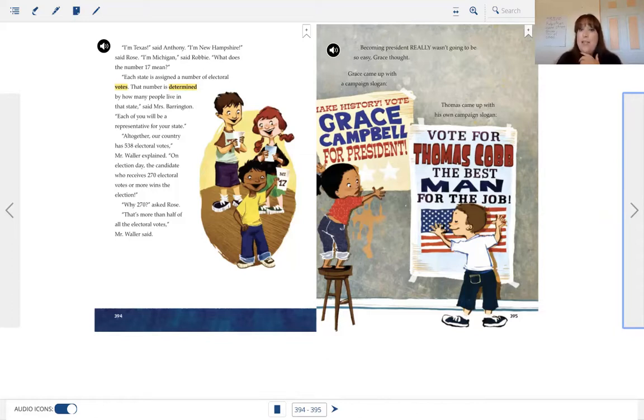Grace came up with a campaign slogan. Make history. Vote Grace Campbell for president. Thomas came up with his own campaign slogan. Vote for Thomas Cobb, the best man for the job. His rhymes.